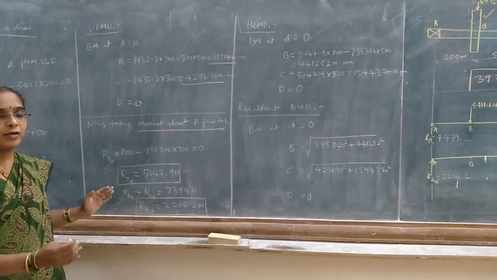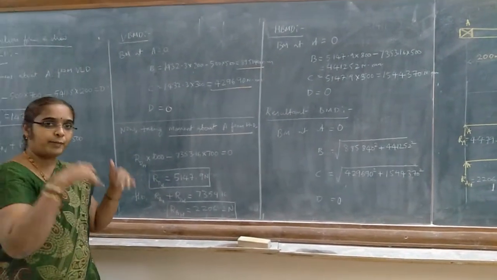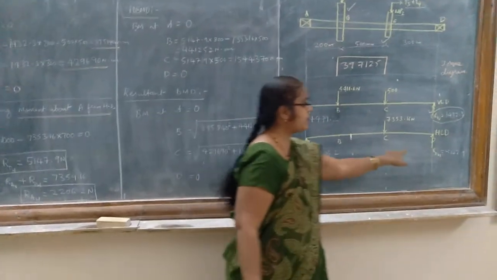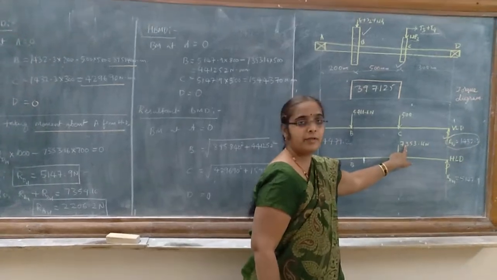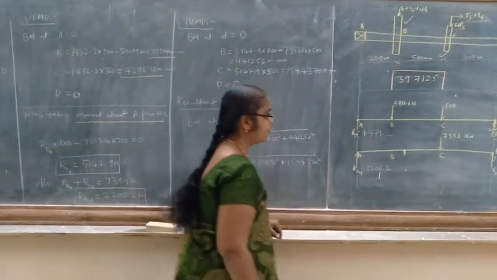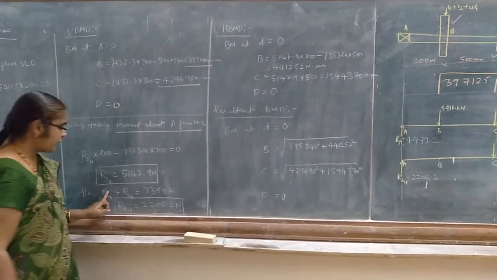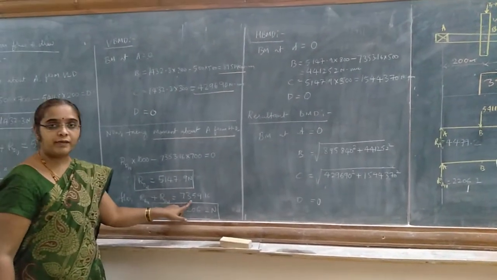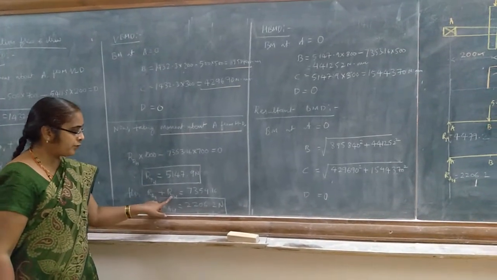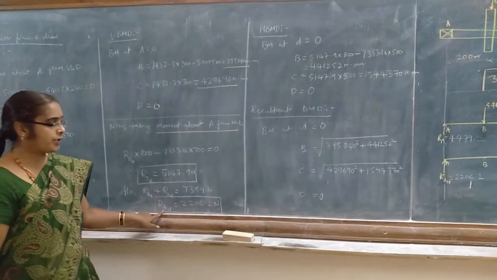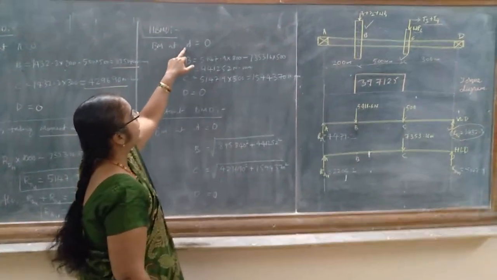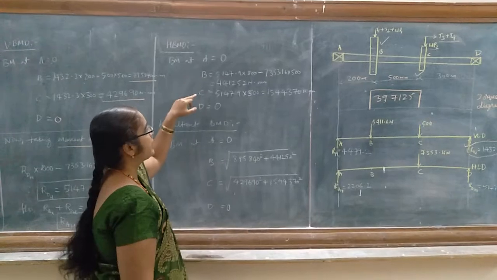You can simplify to get the value of RDH. Now we know another concept: summation of upward force must be equal to summation of downward force. Upward forces are RAH plus RDH, which must be equal to 7353.16, the only downward load. So RAH plus RDH is equal to 7353.16. Now I know the value of RDH, substitute here to get the value of RAH. Similarly, we can find the bending moment diagram values for points A, B, C, D.